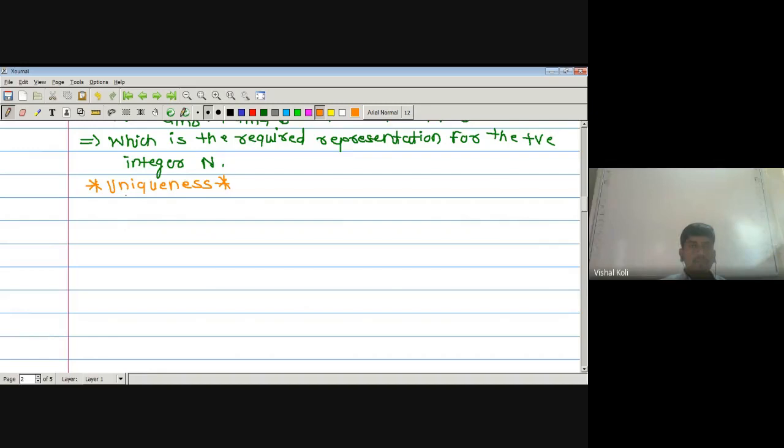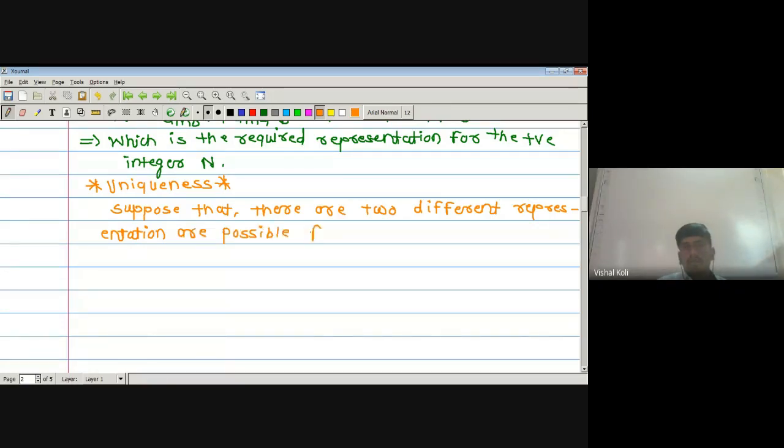Suppose that there are two different representations possible for the positive integer n, and they are nothing but, first representation is am b to the power m plus am minus 1 b to the power m minus 1 plus and so on up to a1 b plus a naught.